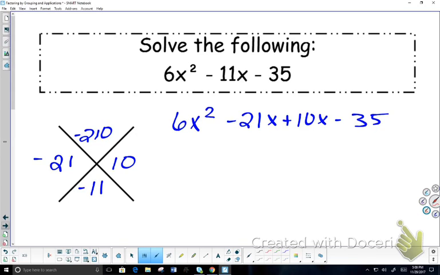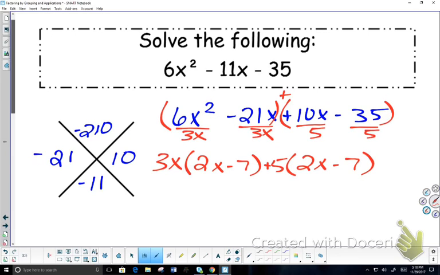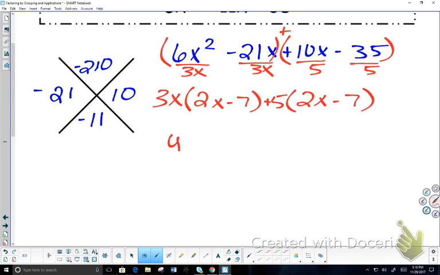Then I'm going to take this and group my front two and my back two, put a plus sign in between. I'm interested in what the first two have in common, which is going to be 3x. That's going to leave me with 2x minus 7. The back two both have a 5 in common. So I got plus 5, and I got a 2x minus 7. So in this scenario, one of your factors is 2x minus 7, and the other one is 3x plus 5.